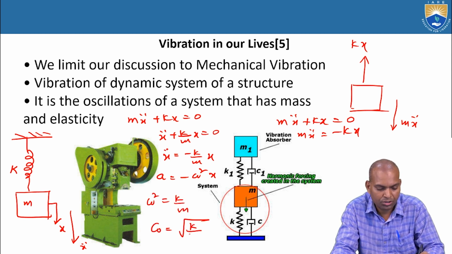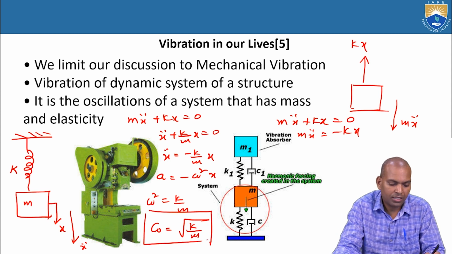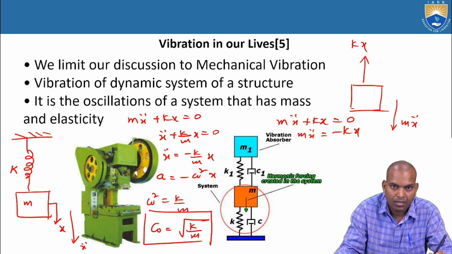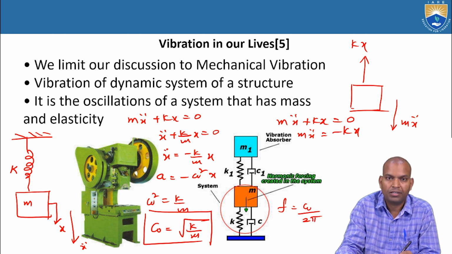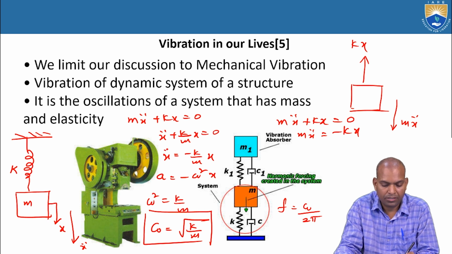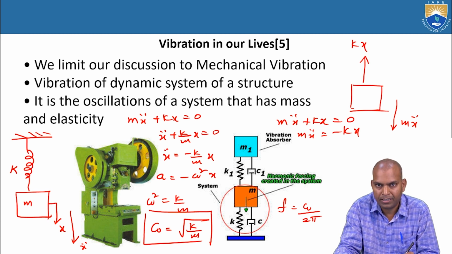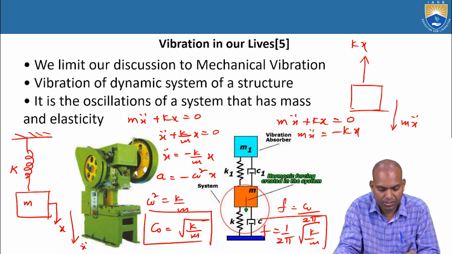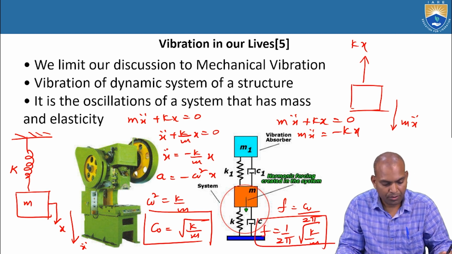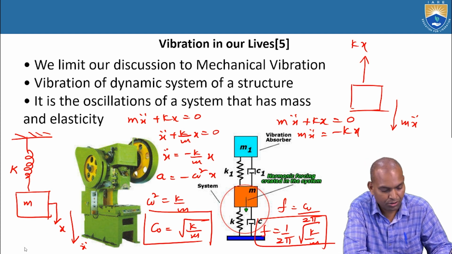Omega equals the square root of k by m. This omega is nothing but the circular frequency, omega n. The frequency fn, f equals omega by 2 pi, where radians are converted into revolutions. One revolution equals 2 pi radians, so we are converting revolutions into radians. Finally that is in cycles per second. That is 1 by 2 pi times the square root of k by m. That is the frequency.